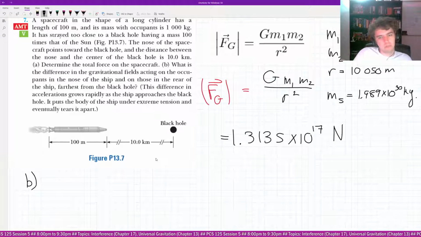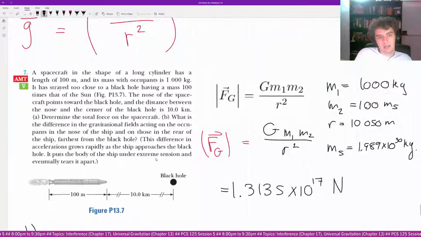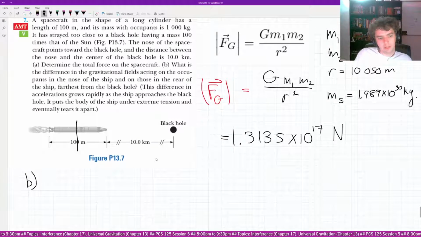Just a quick question. Why did you add the 50 meters to the R? Why is it 10,050? Just because halfway through the spaceship, it's 100 meters long, so halfway would be another 50 meters. Okay.